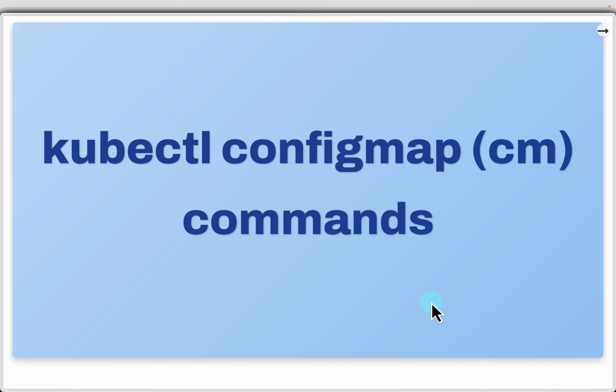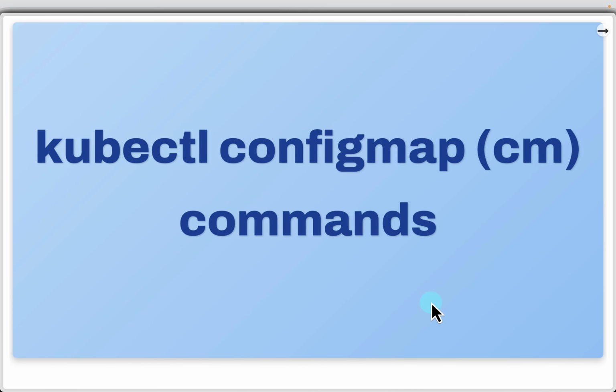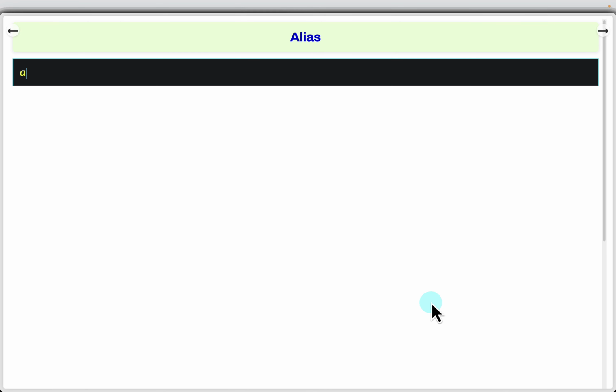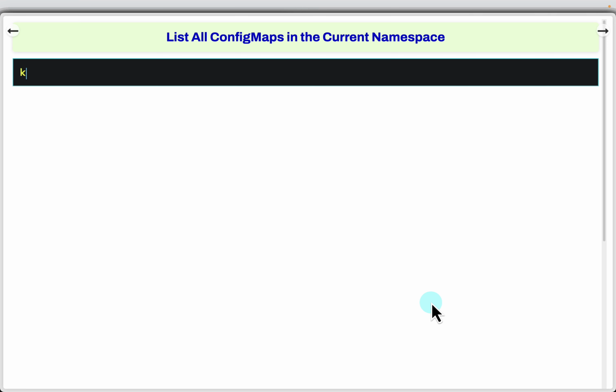Hello everyone, and in this lecture I will walk you through all the kubectl configmap (cm) commands. So first I will set the alias: alias k=kubectl. So list all config maps in the current or the default namespace. So the command is k get cm.